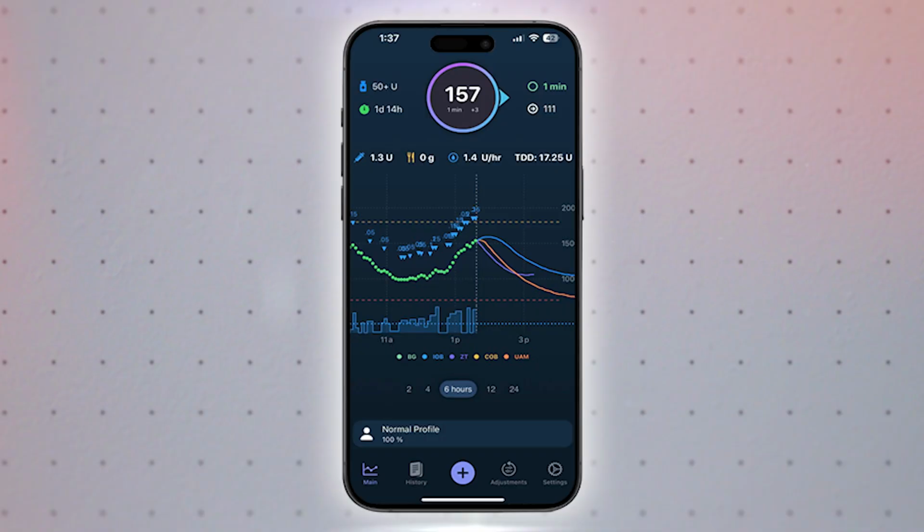Can you explain to me what makes the OREF algorithm that powers Trio, and again, this is AAPS as well, what's so unique about that algorithm? It's going to bring out the Gen Z in me. It goes hard.